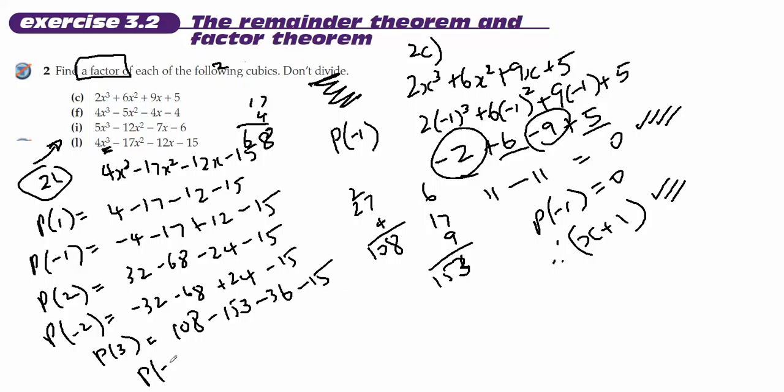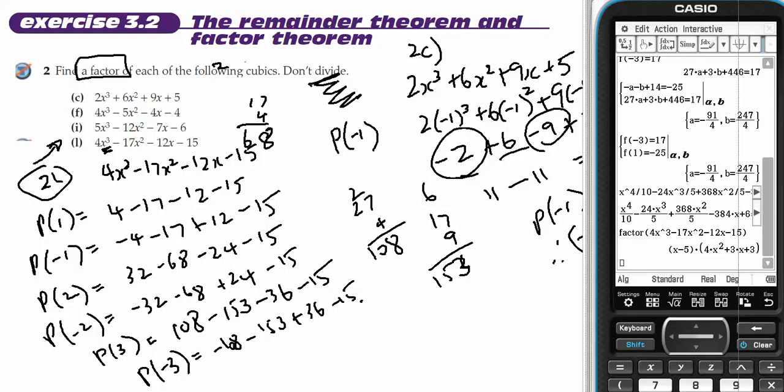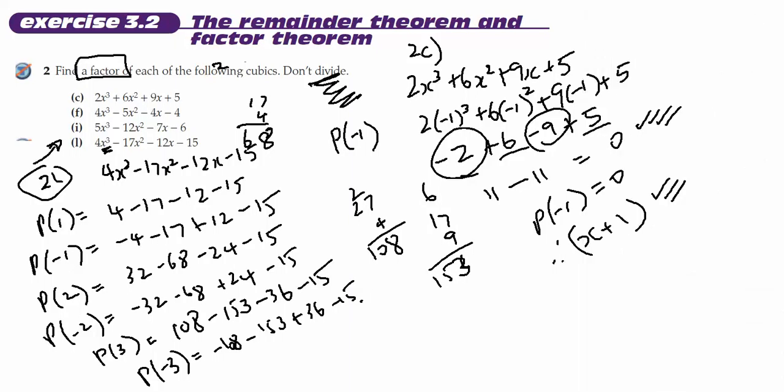P of negative 3 is going to be minus 108. That's still going to be minus 153. It's going to be plus 36. And that's going to be minus 15. Okay. I have a 15. I got a minus 15.